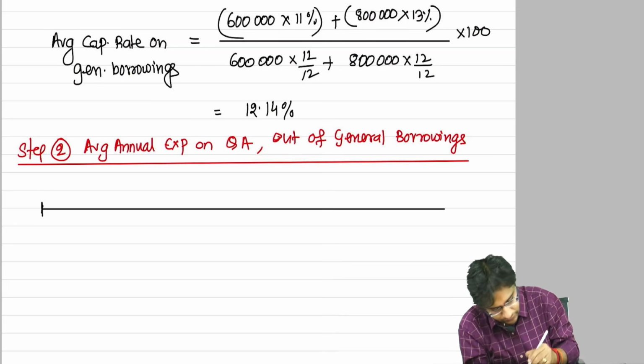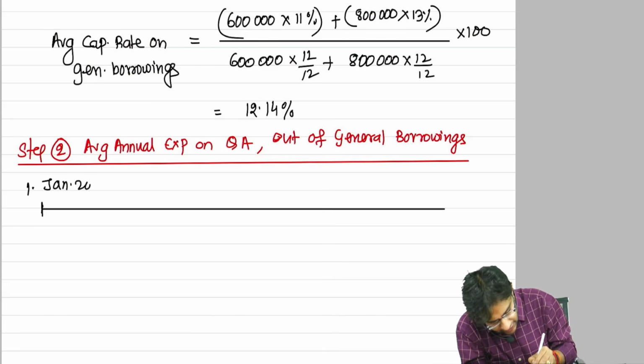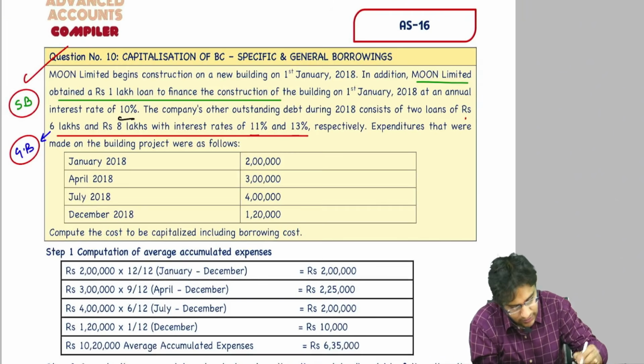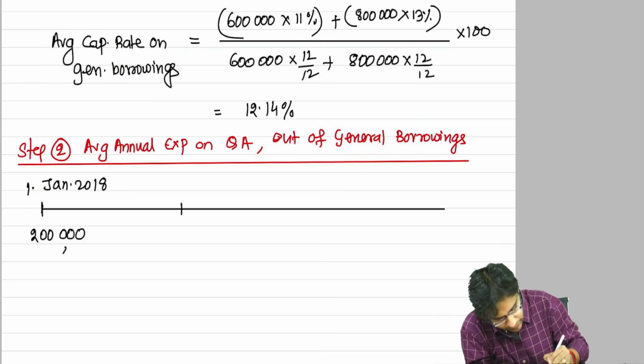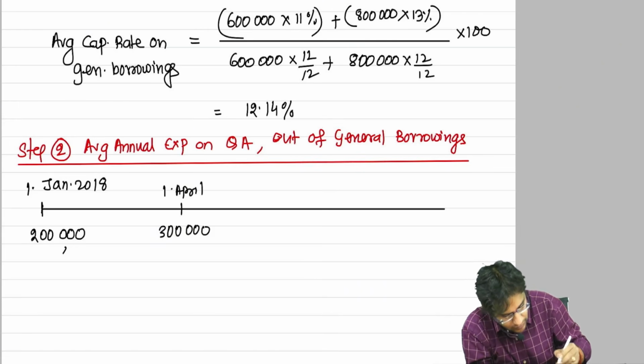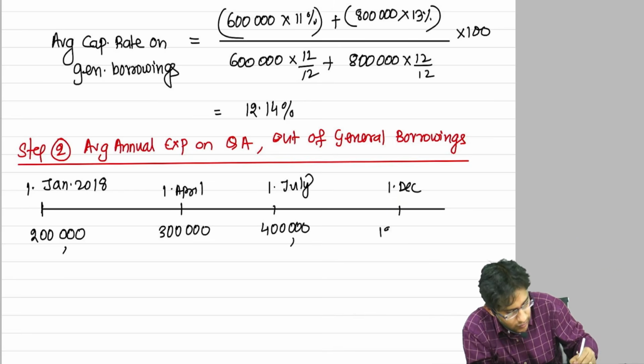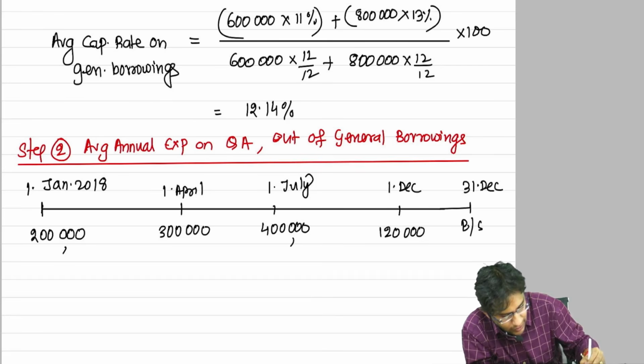So, first Jan 18. How much did you spend? 2 lakhs. The next installment, when did you spend? April. How much did you spend? Next, 4 lakhs. Then, how much? And you are closing on 31st of December. This is your balance sheet.